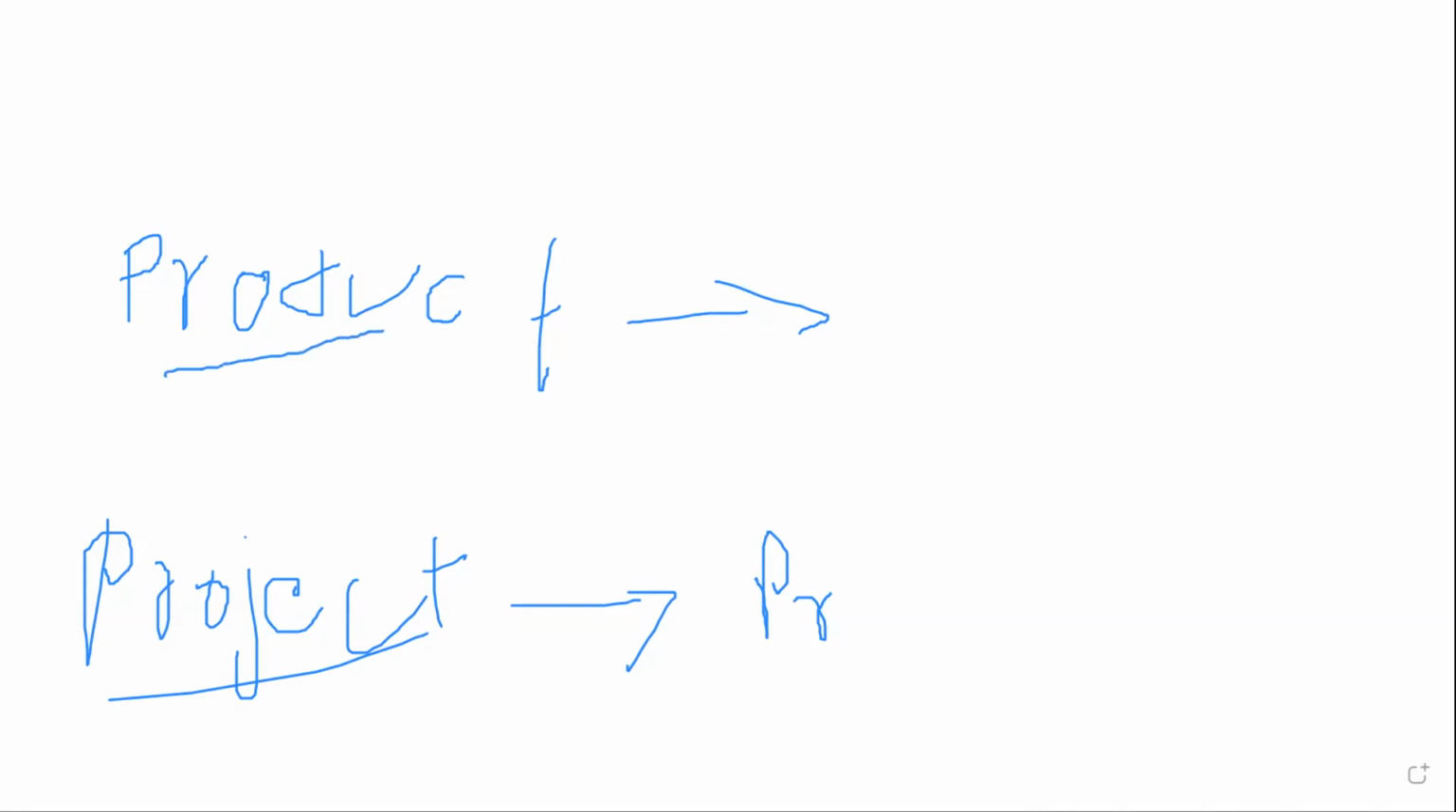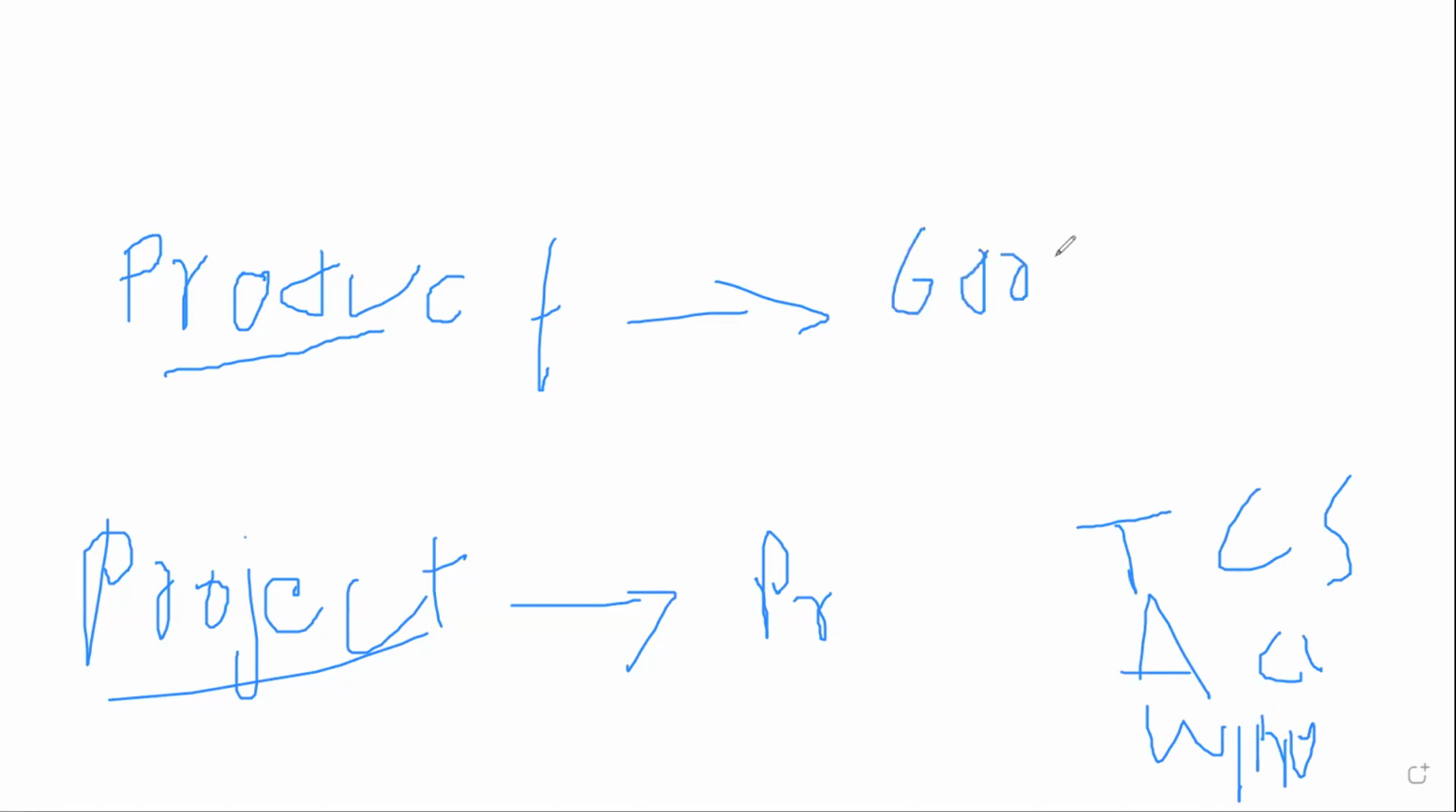Companies developing projects come under service-based companies like TCS, Accenture, Wipro. These are all service-based companies. Whereas some other companies are purely product-based, like Google, Microsoft. We have a lot more companies, but these are famous, that's why I mentioned them here.